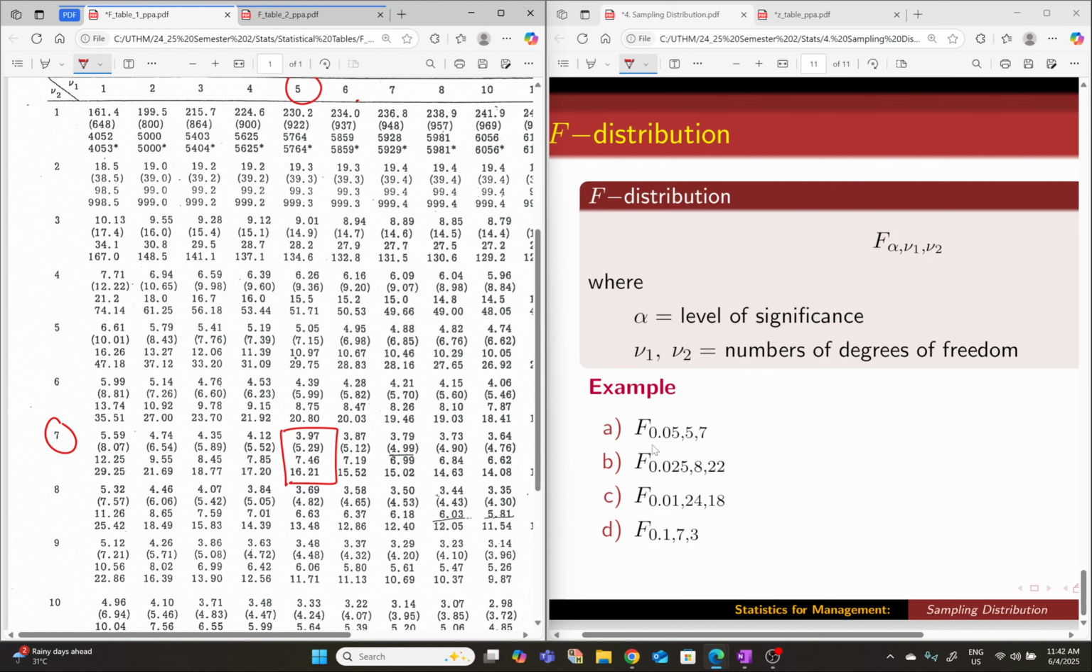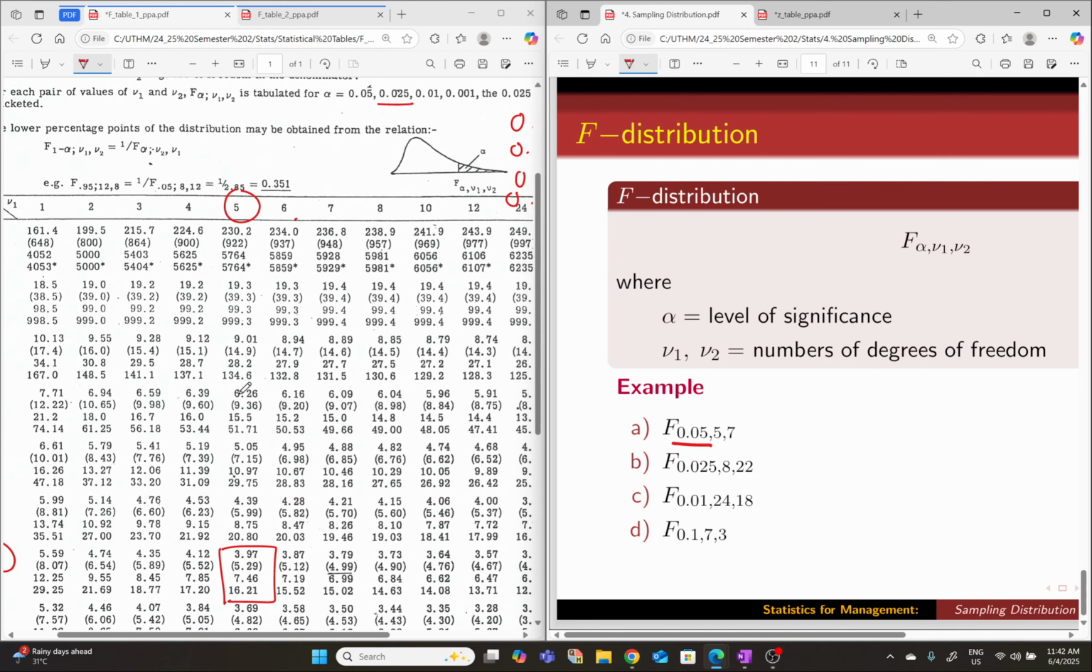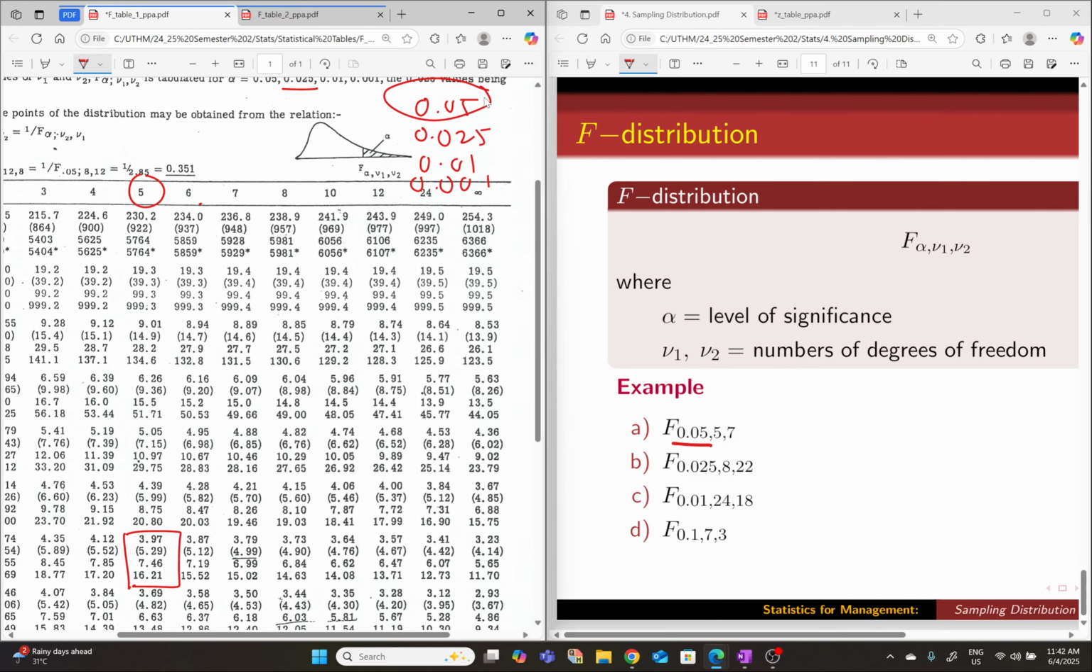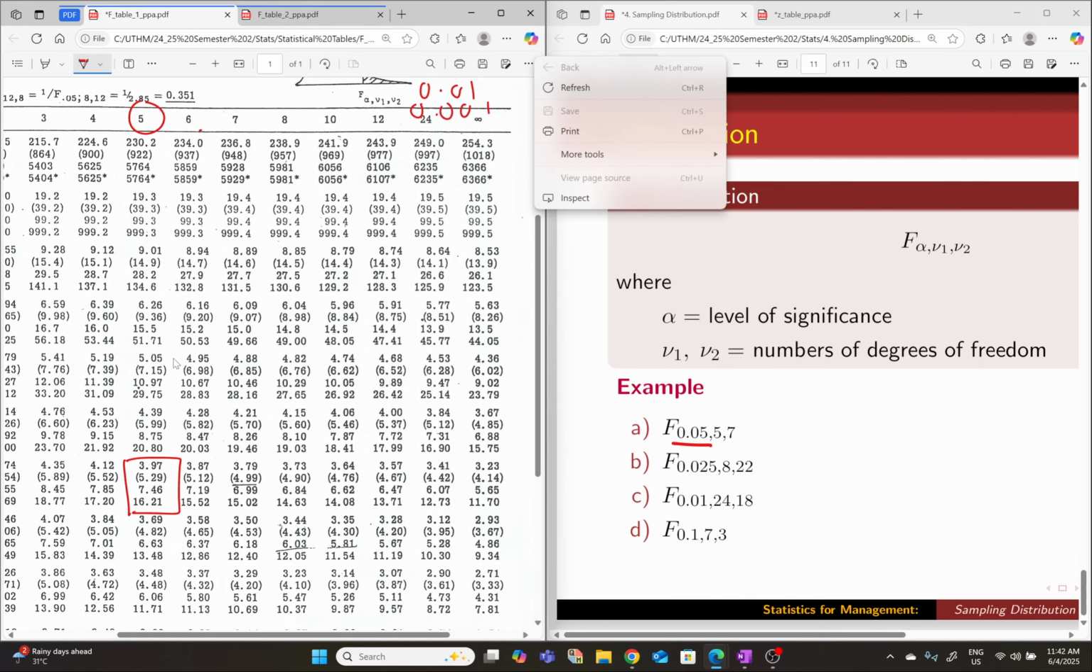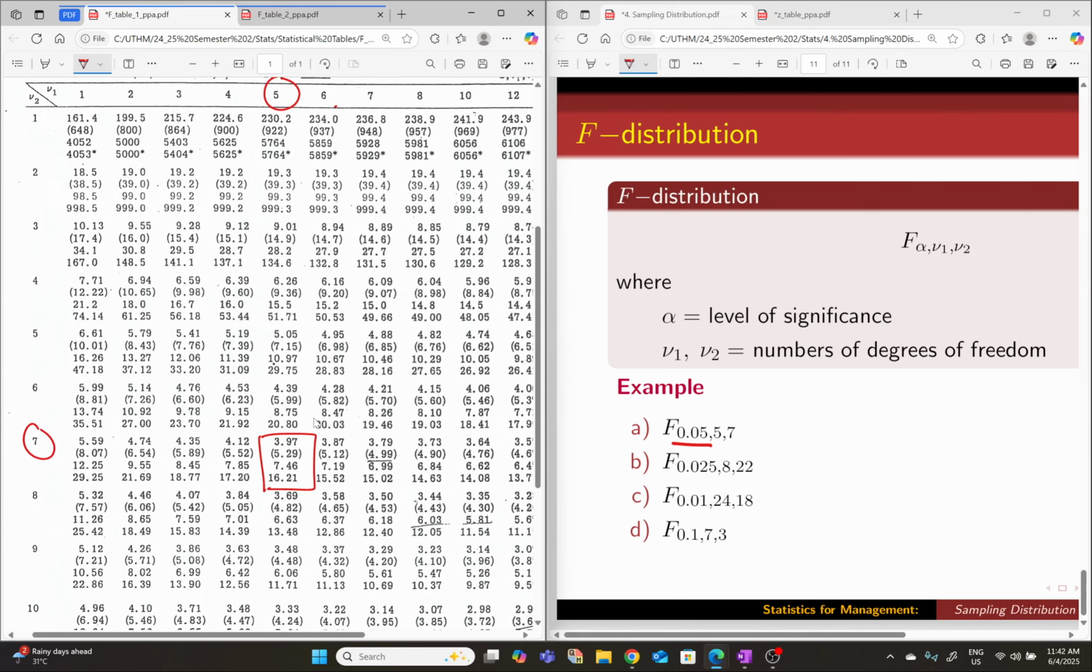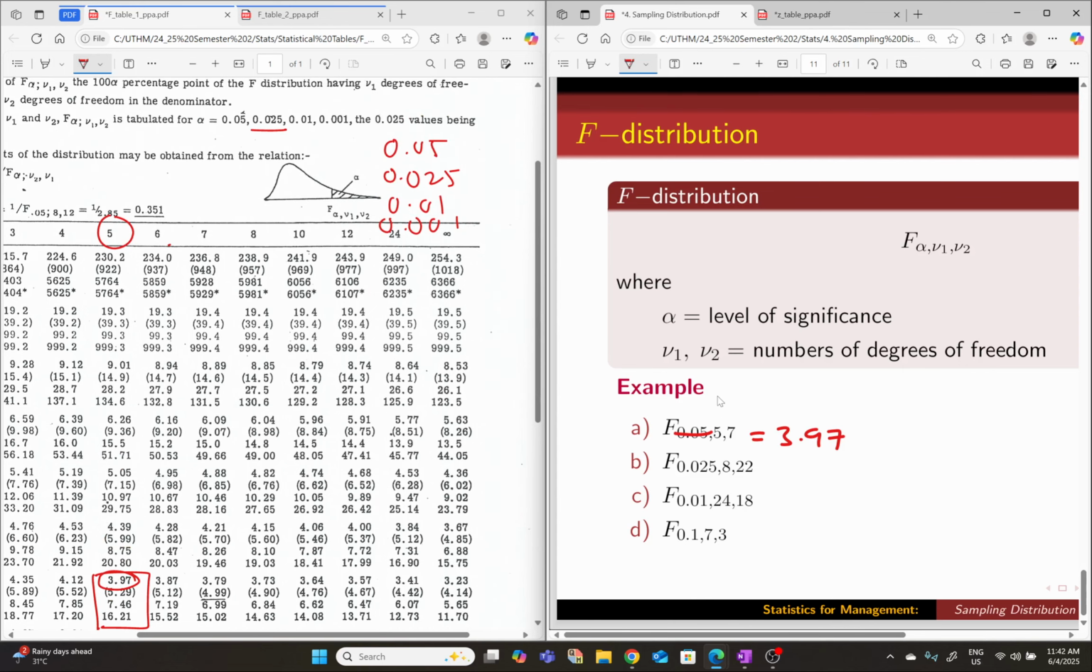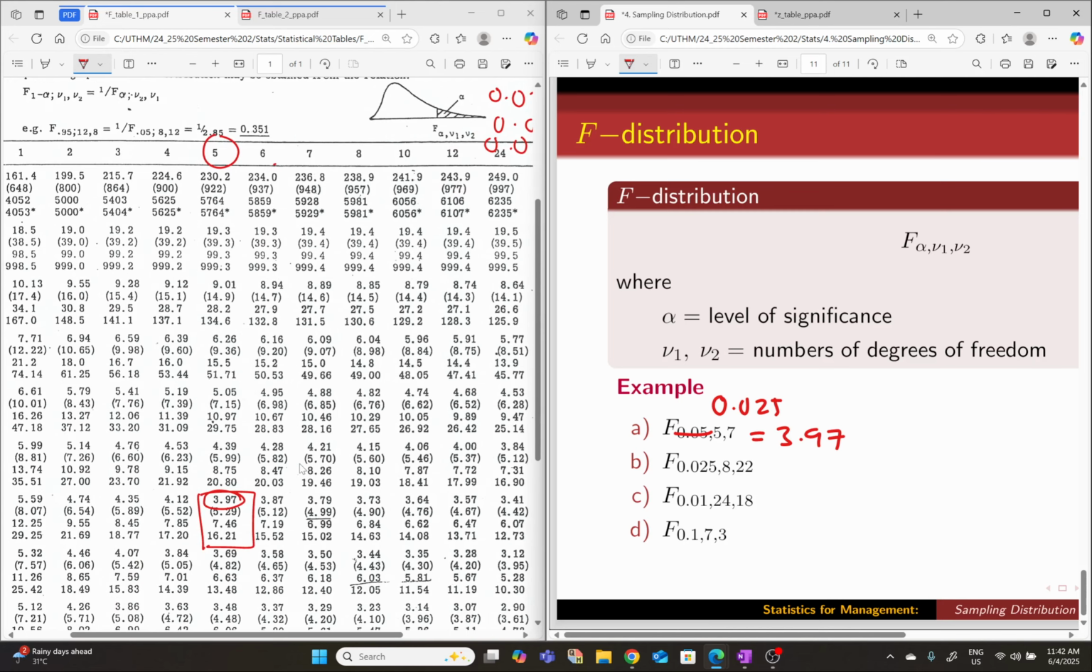But look at the level of significance now. 0.05, which row? 0.05 is your first row. So take the first number, first row. This is 3.97. If the level of significance they give you is 0.025, then what do you take? You take the second number, 5.29. That should be your answer.